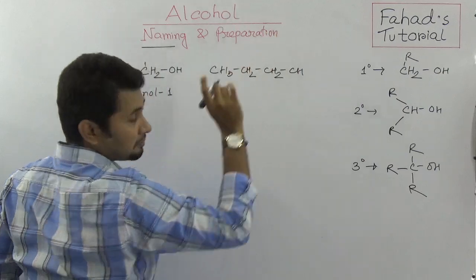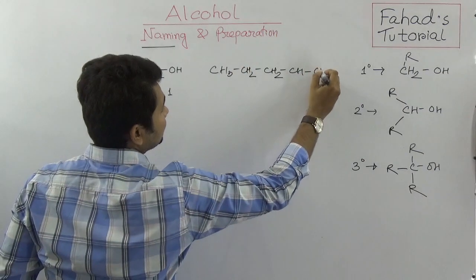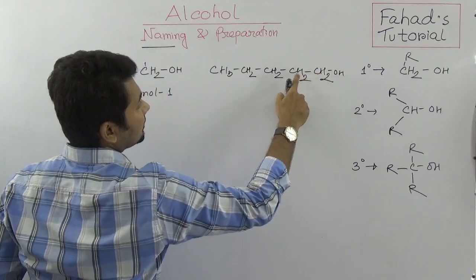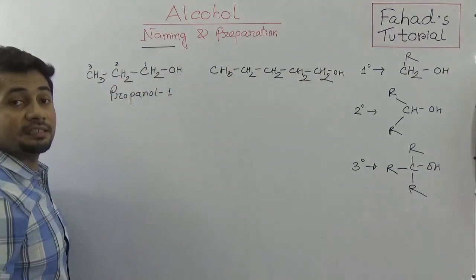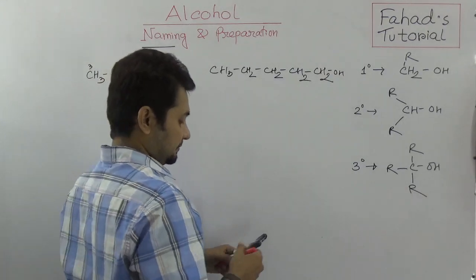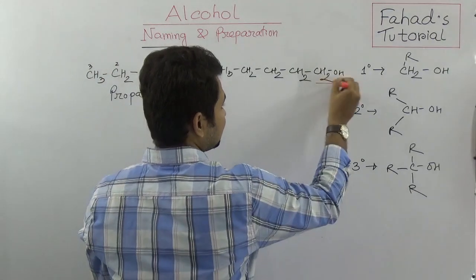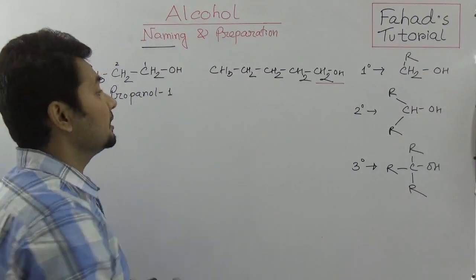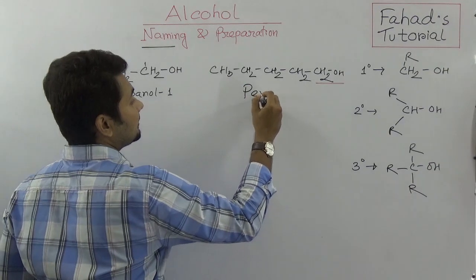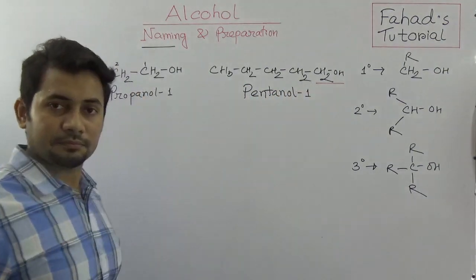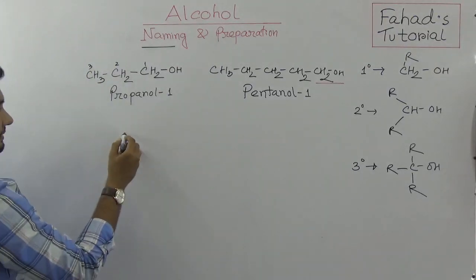Even if there is any branch, whatever, CH2OH, CH2. So 1, 2, 3, 4, 5. There are 5 carbons present, and CH2OH is present also. So from the last part we see this is 1 degree alcohol and there are 5 carbons. So this would be pentanol 1.